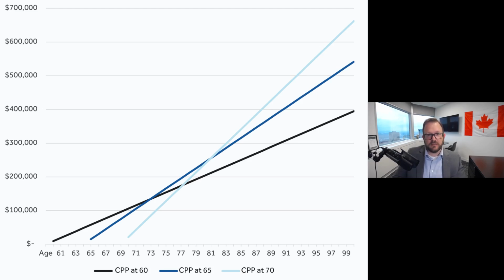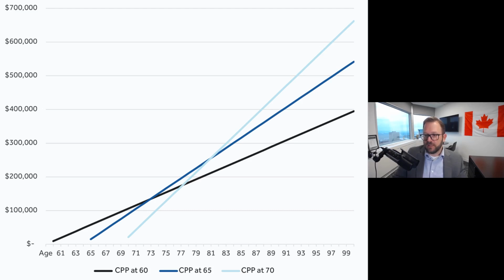If you decide to start your CPP at 65, you're going to get a higher amount per month. So the slant of that line is a bit steeper. You're accumulating more money. And then at a certain age, you will have accumulated more money if you started at 65 versus if you started at age 60. This light blue line is if you start at 70. At age 70, you're getting basically a bonus of 0.7% per month after your 65th birthday, which works out to 42% if you wait all the way till your 70th birthday. You're basically getting that much more per month from that point forward.